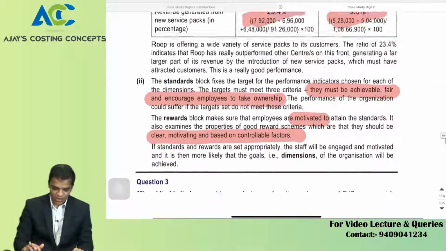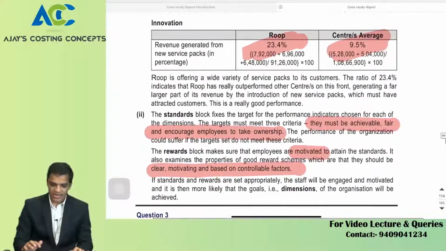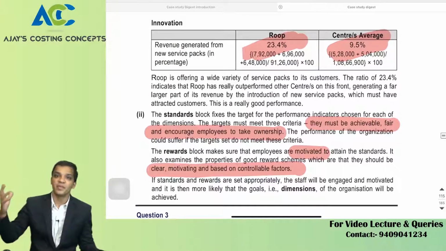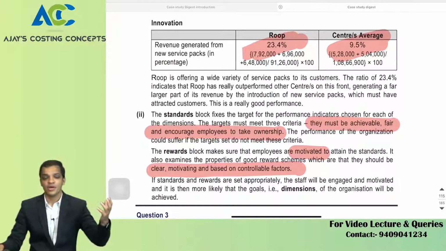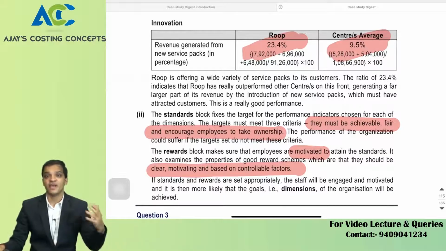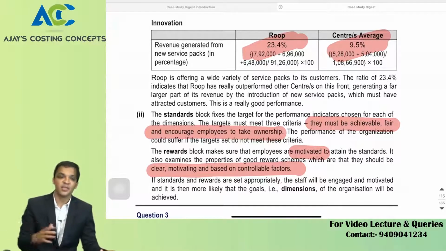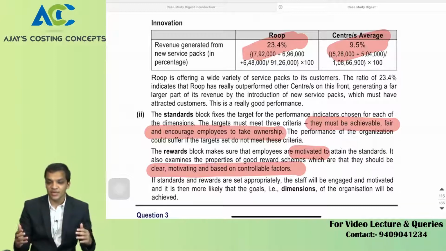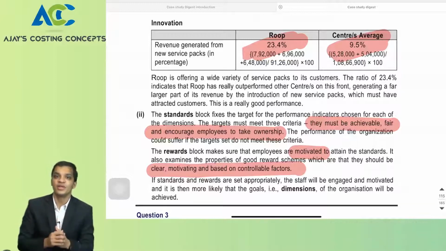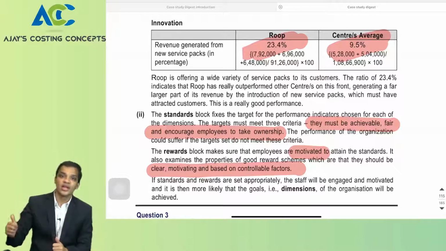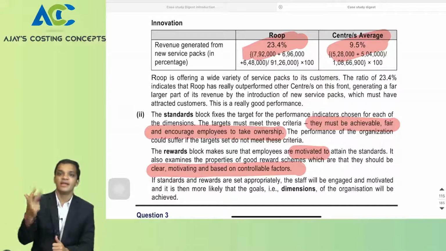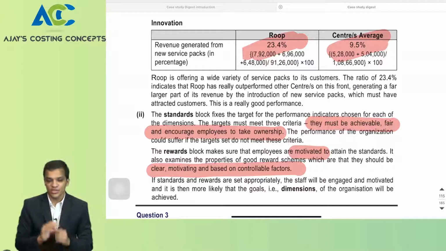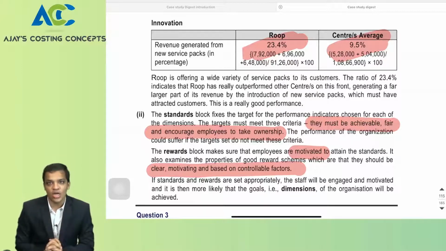What we talk about over here, the chart, what we always say. Dimensions are two things: your determinants, meaning your services, and your results, either financial or non-financial. Determinants include customer satisfaction, innovation, flexibility, and how you utilize resources. And your reward should be clear, controllable, and motivating. So this is what the building block model is all about.